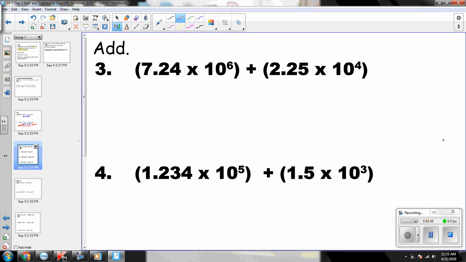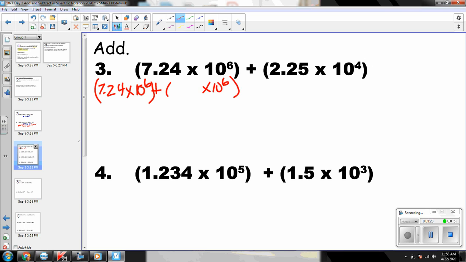Okay, looking at number 3. I have a 10 to the 6th and 10 to the 4th. My exponents are not the same, so I'm going to have to get a common exponent. You can do this 2 different ways. You could choose times 10 to the 6th as your common exponent, or 10 to the 4th. I'm going to show you both ways, and then we're going to decide which way would be best. So on number 3, if we do 10 to the 6th, we're going to have 7.24 times 10 to the 6th plus, and then I'm going to have to make the second number times 10 to the 6th.